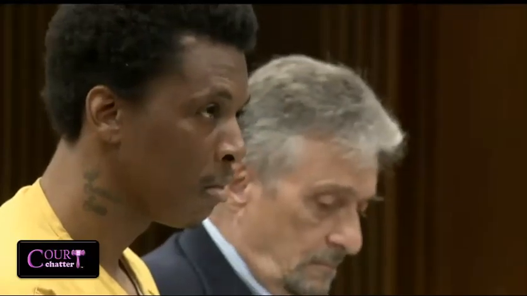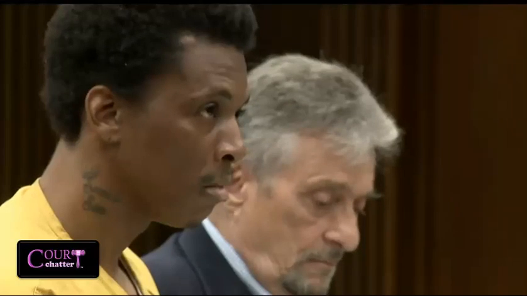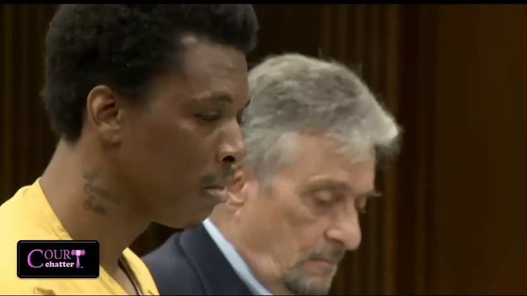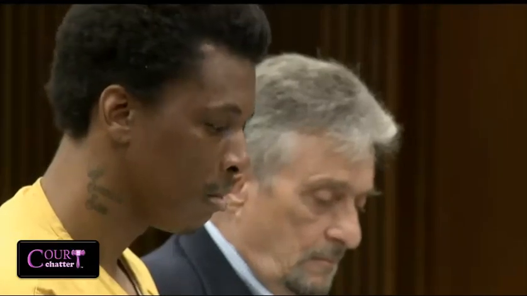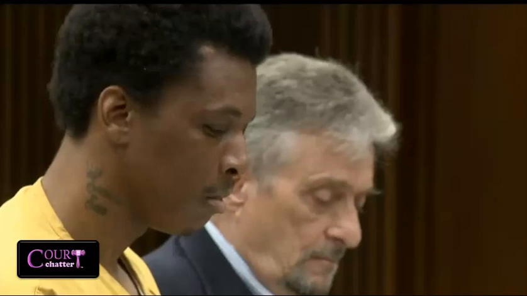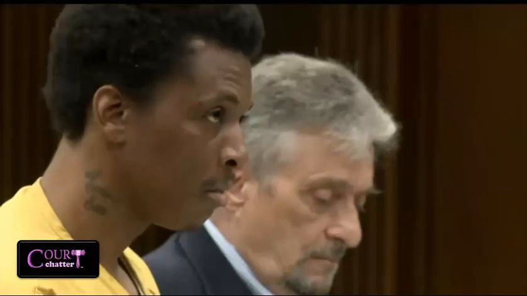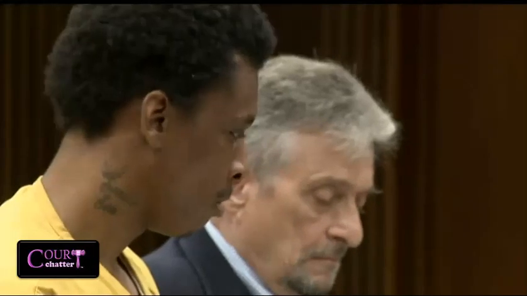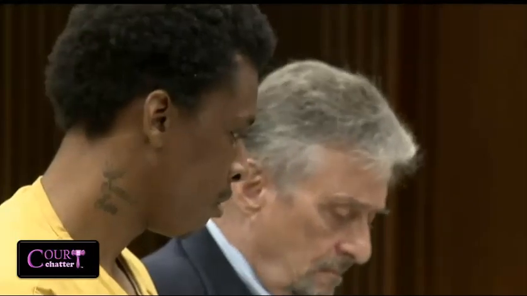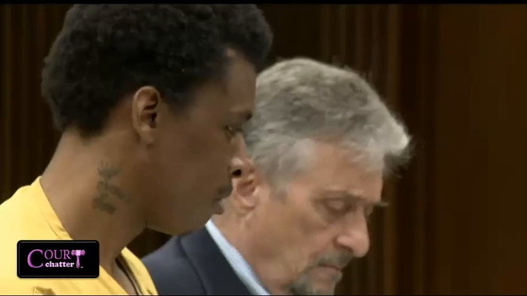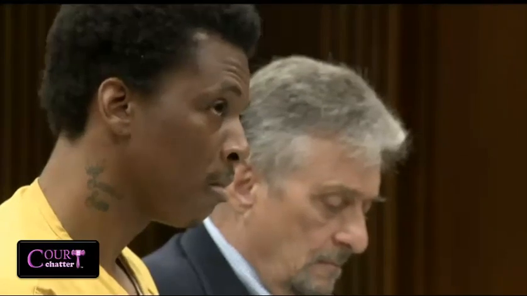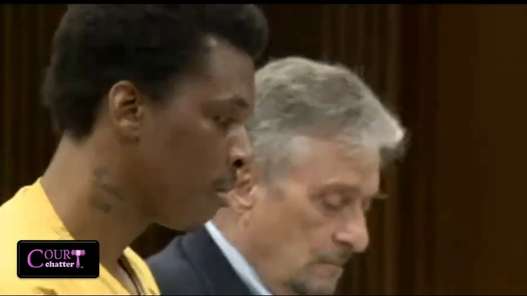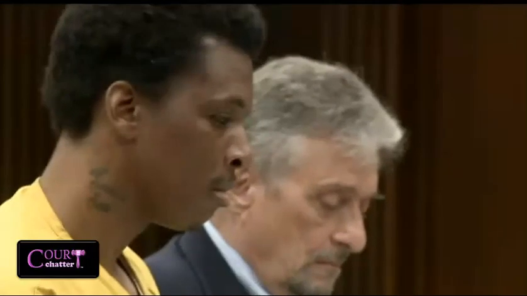I am aware that under People versus Lockridge, the sentencing guidelines are advisory, and I do take into account that they are advisory. Recognizing the guidelines as they are, 57 to 142 months, I do think that the guidelines do not adequately reflect the serious harm that was done in this particular matter.